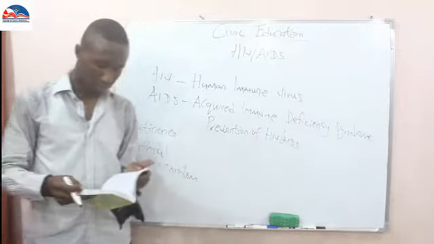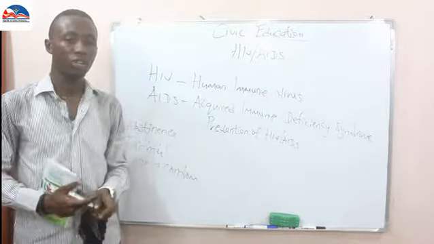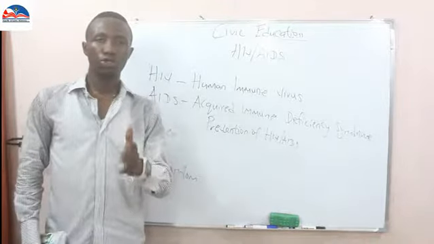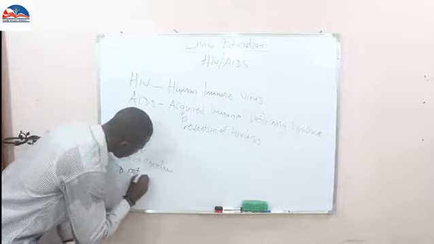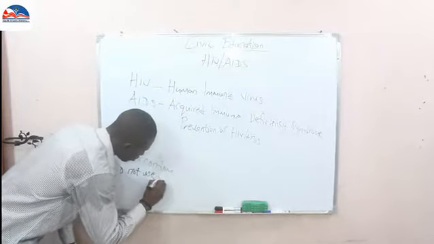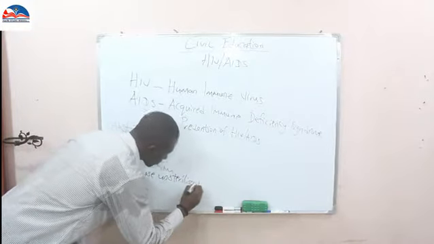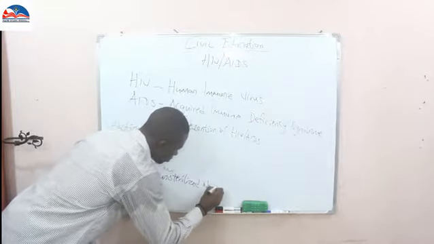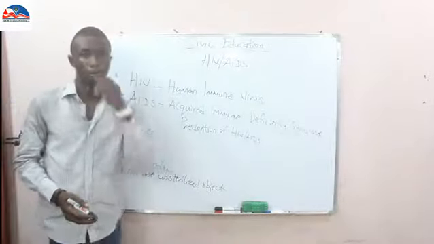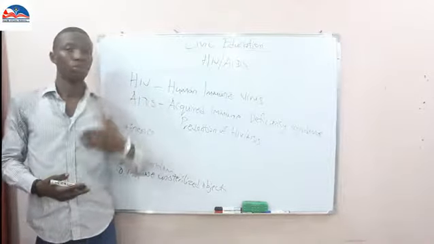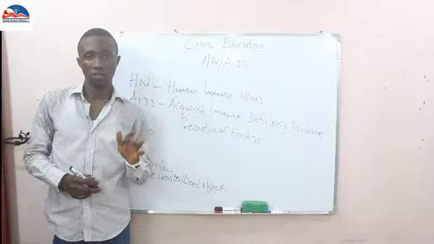And then another thing we should take note of as a preventive measure is that we should not use unsterilized objects. This is quite important. Whenever we visit the barbing salon or we want to use sharp objects like a razor and the rest of them, we should make sure they are sterilized.